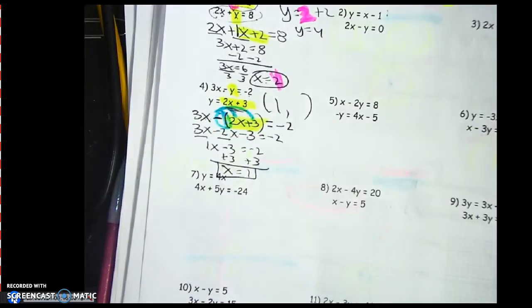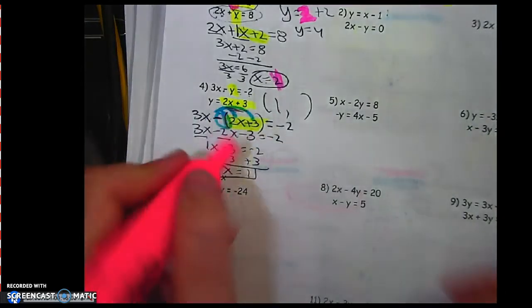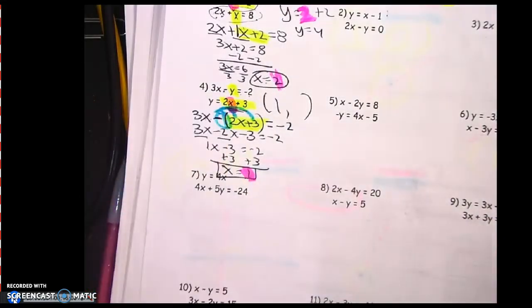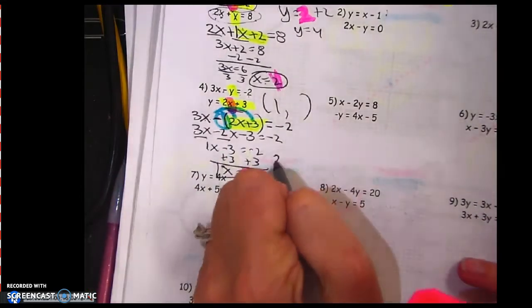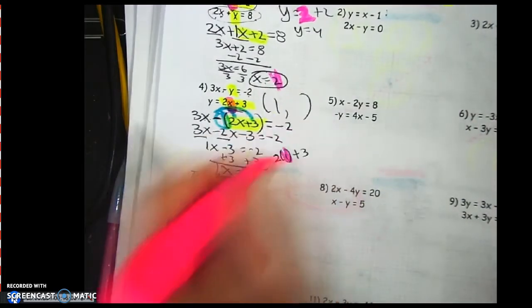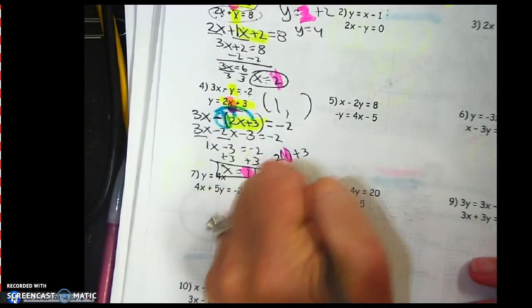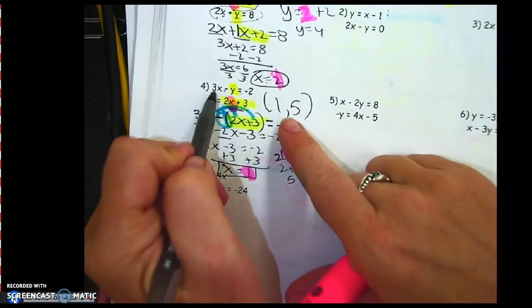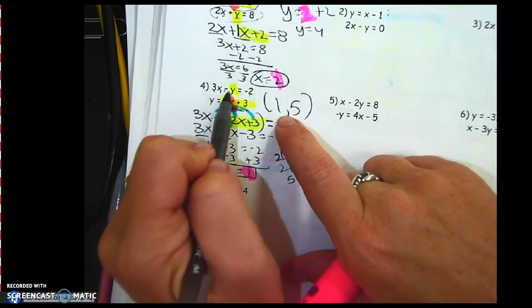Now that I have my x, I want to get my y. So I'm going to take the 1, I'm going to put it in for x. I could put it in for the first one if I want to torture myself. So I'm going to go 2 times 1 plus 3. 2 times 1 is 2, plus 3 is 5. Before I circle it, I'm going to check. 3 times 1 is 3, minus 5.